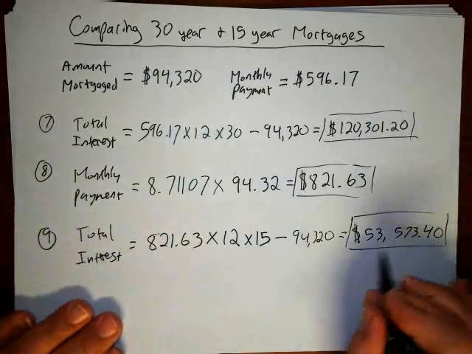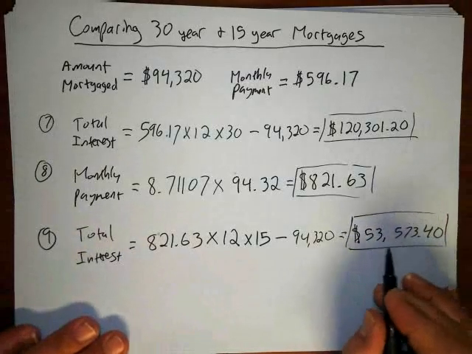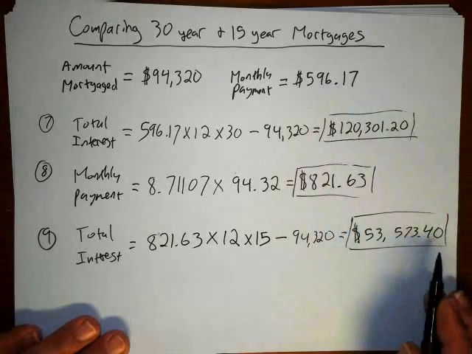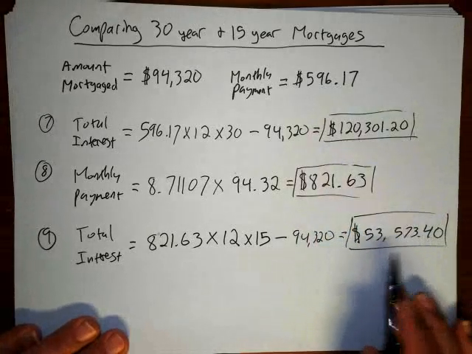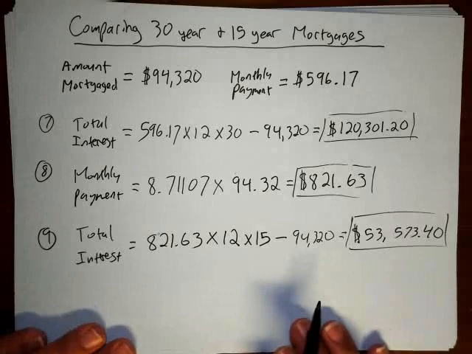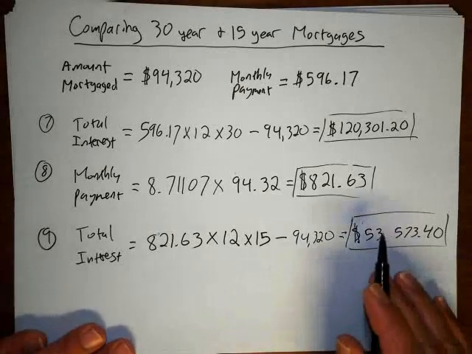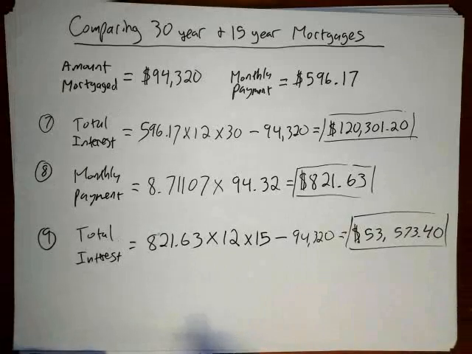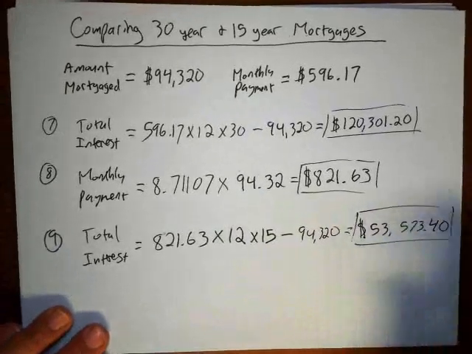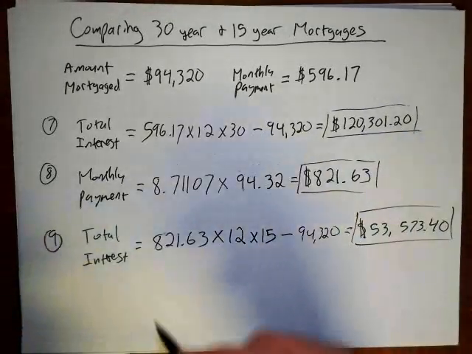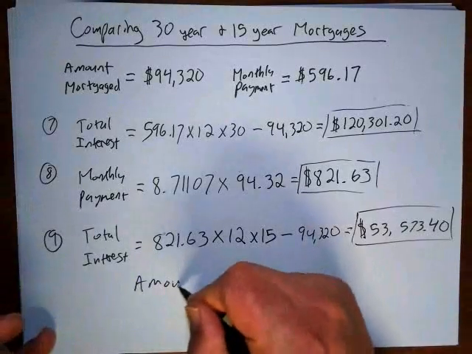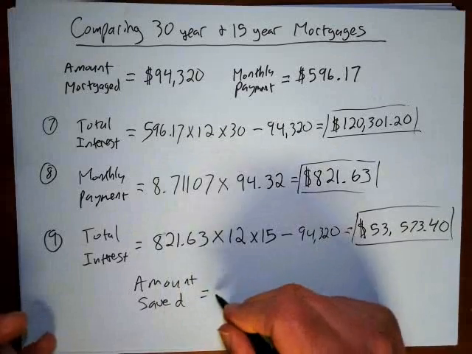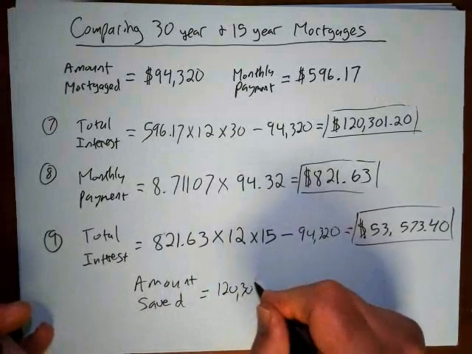So this is how much I would pay on a 15-year mortgage. So compare $120,000 to $53,000. So almost $70,000 interest is what I would save. I would save more than what I'm actually paying for interest. So it makes a huge difference when you get a 15-year mortgage. So the amount saved, and this actually asks for the amount saved, it wants you to subtract these two.